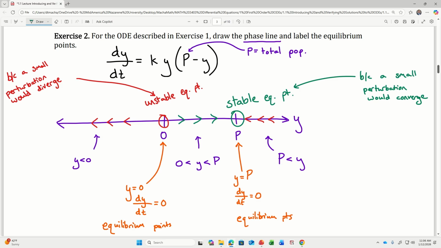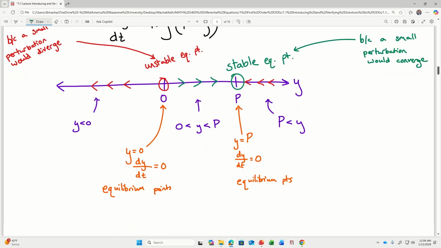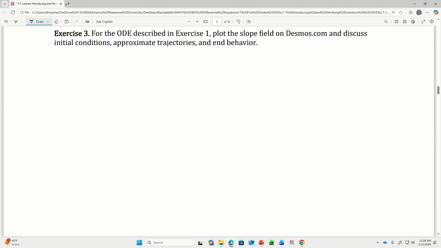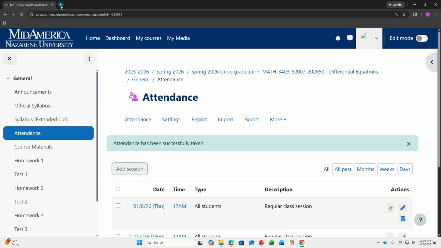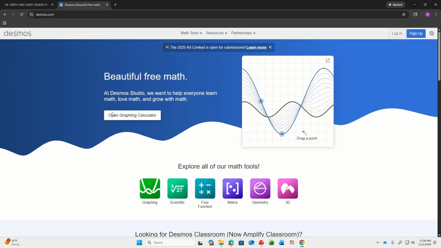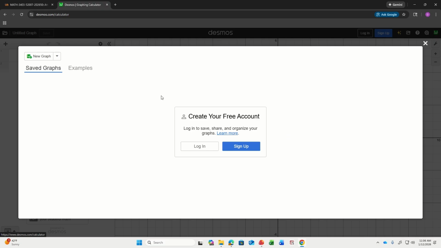Questions yet? Okay. For the ODE described in exercise 1, plot the slope field on desmos.com and discuss initial conditions, approximate trajectories, and end behavior. Okay. Slope field. So let me open up Desmos and see if I can find out how to do a slope field.